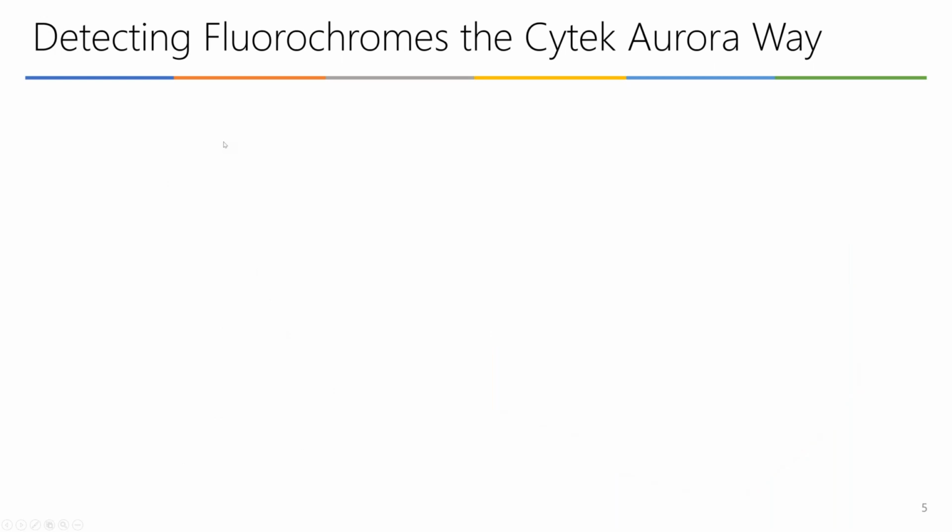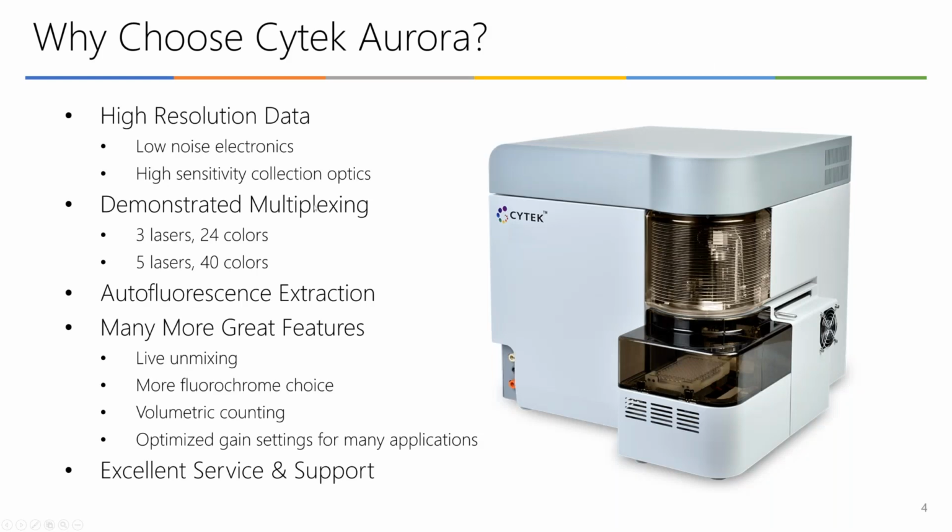In our system, that high resolution comes from the unique optical design. We use avalanche photodiodes, or APDs, as detectors of light. APDs have low electronic noise, have high quantum efficiency, and that translates into your negatives being low and tight and your positives being bright. In terms of multiplexing, the system is very flexible.